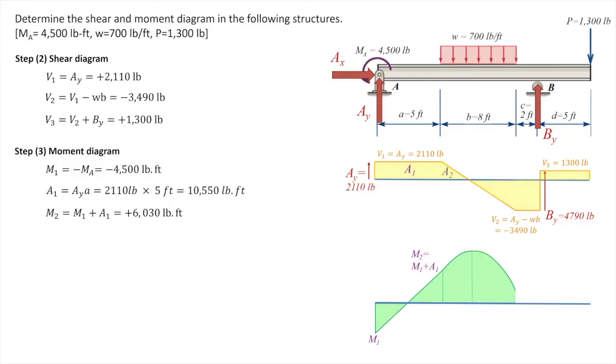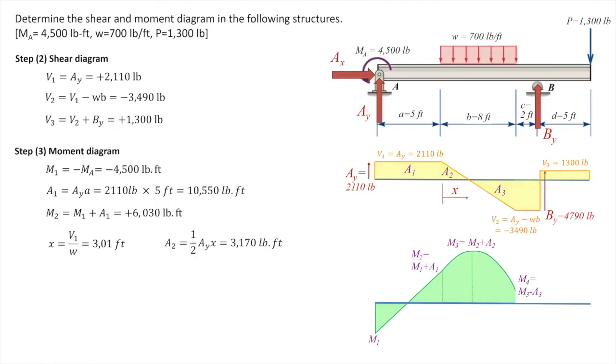Area 2 is positive, and area 3 is negative. In order to calculate the area of these two triangles, we need to identify the intersection of the shear diagram and horizontal axis, which is shown by X. X is equal to the initial value of the shear divided by the slope of the line, W. After determining the position of the intersection line, we can determine area 2 and area 3.